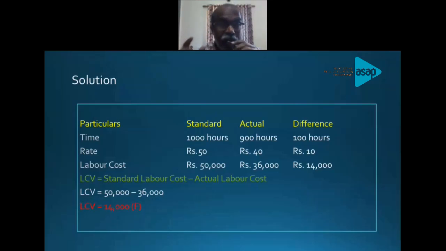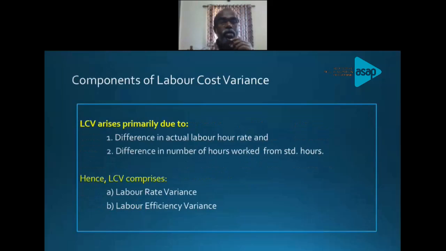Remember, there are two reasons for standard labor cost variance. What are they? Difference between standard time and actual time, and the difference between the standard rate and actual rate of wages. Okay, we are moving on to the next. Again, I have already explained, labor cost variance arises due to two reasons.